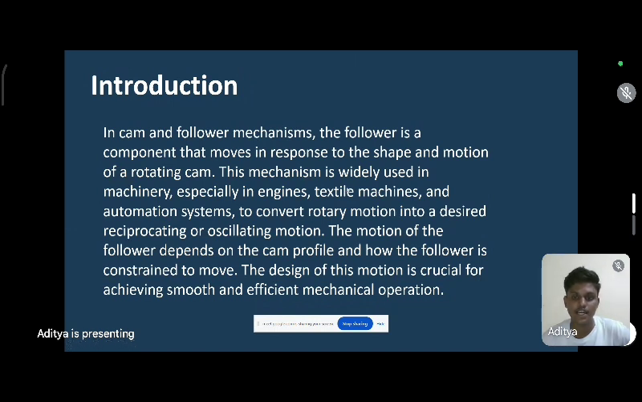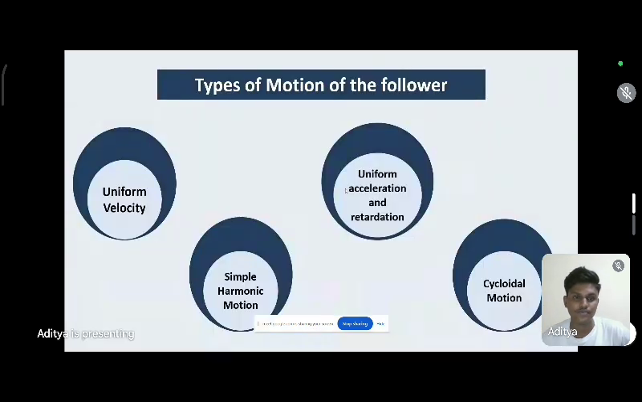This mechanism is widely used in machinery, especially in engines, textile machines and automation systems to convert rotary motion into a desired reciprocating or oscillating motion. The motion of the follower depends on the cam profile and how the follower is constrained to move. The design of the motion is crucial for achieving smooth and effective mechanical operation.